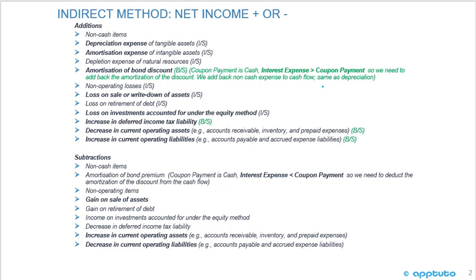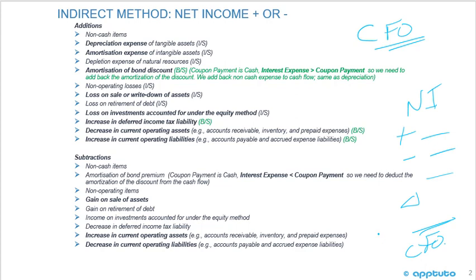Okay, the first thing to point out is that when we're talking about the indirect method or the direct method, we're talking about CFO, cash flow from operations. And so the indirect method, we start with net income, and then we add back certain non-cash items. We subtract certain non-cash items, and then we look at the changes in the balance sheet items, and that's how we come up with our cash flow from operations.